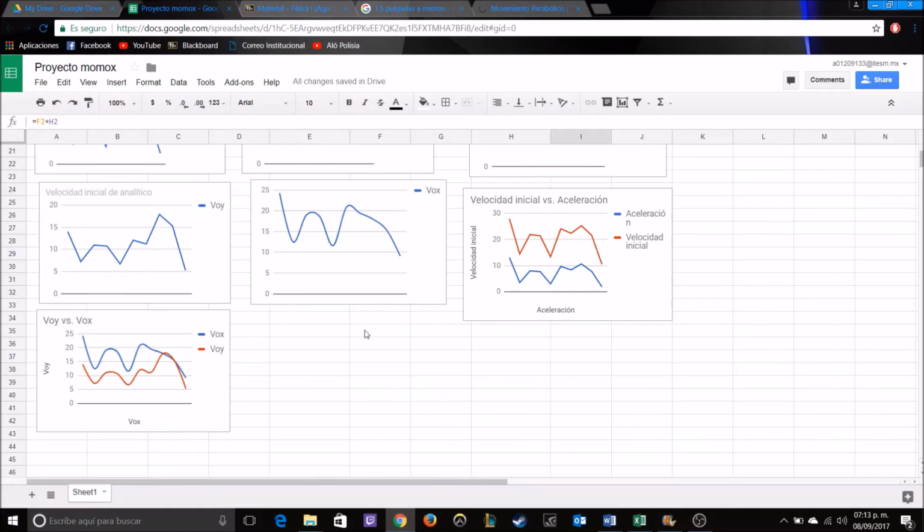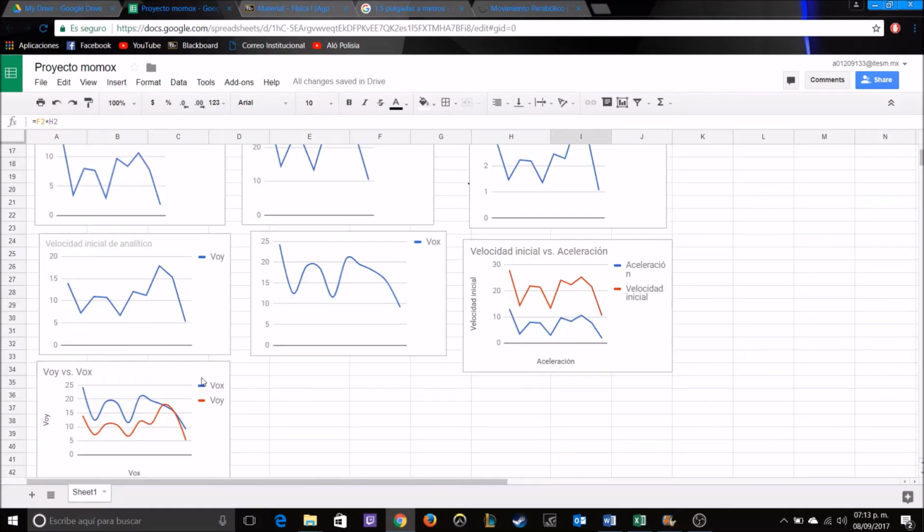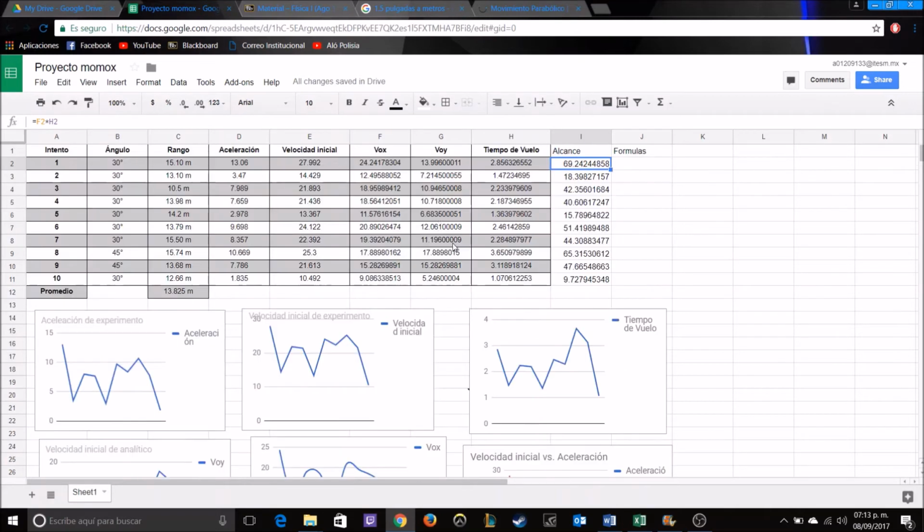Also, all the comparisons that there are between the initial velocity in X and the initial velocity in Y. And I would say that that's all.